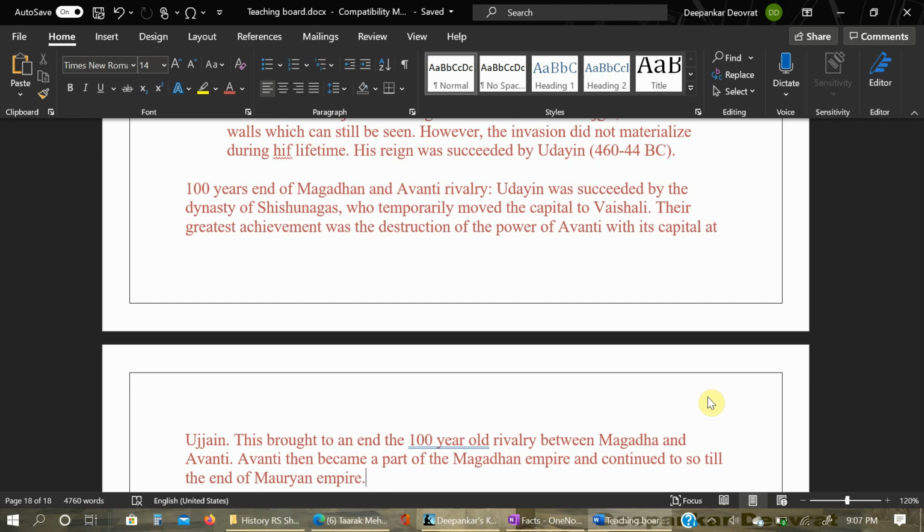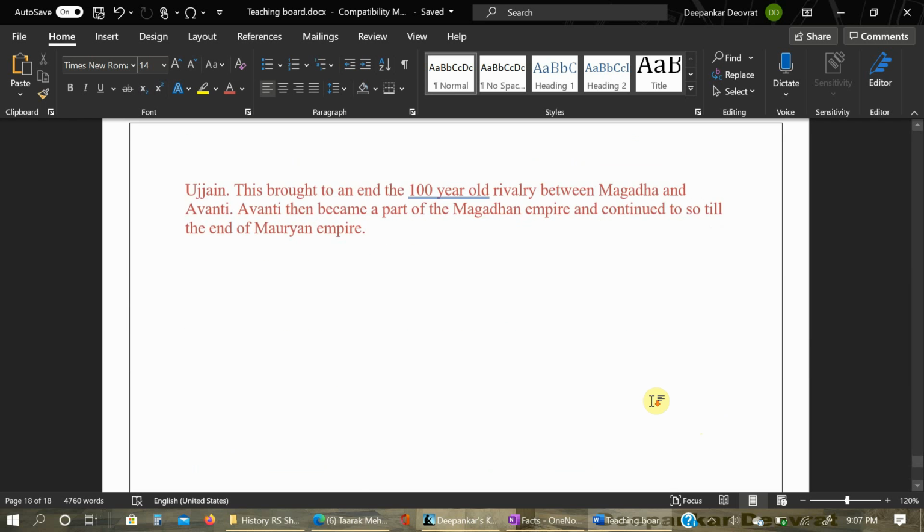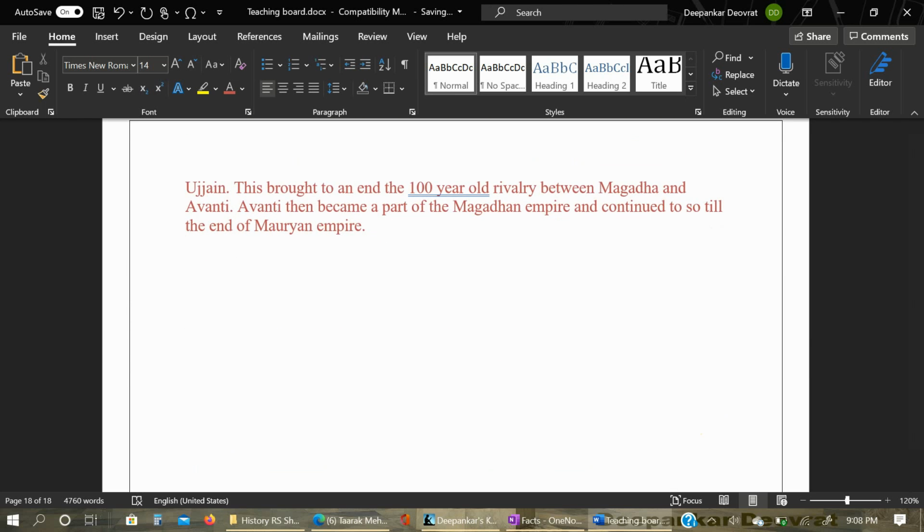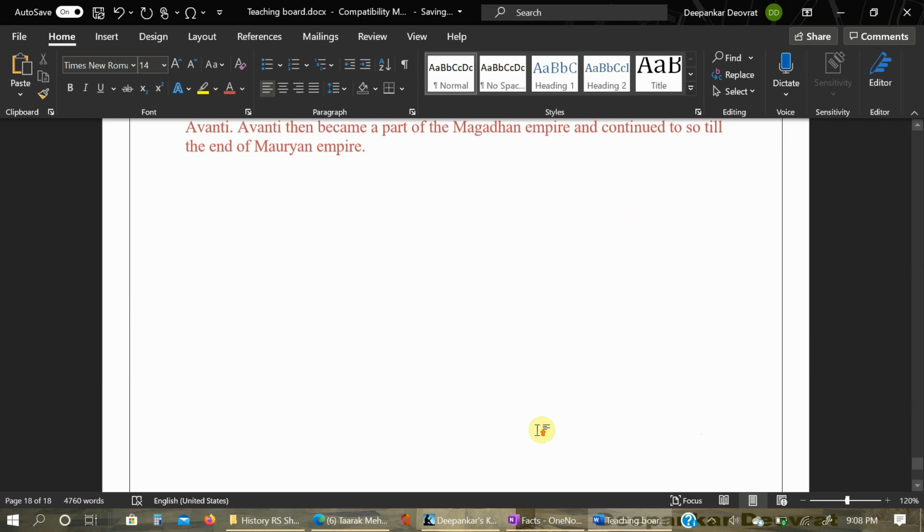This ruler claimed to be Ekarat, the sole sovereign who had destroyed all the other ruling princes. It seems he captured not only Kalinga but also Koshala, which had probably rebelled against him. This is not important, I am just telling you for the story. So, what were the causes of Magadha's success?